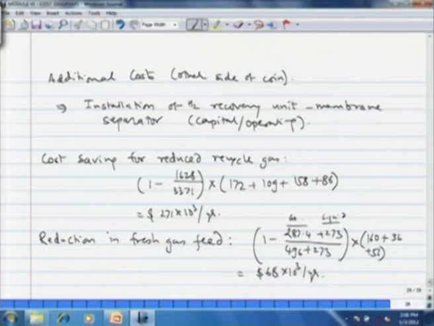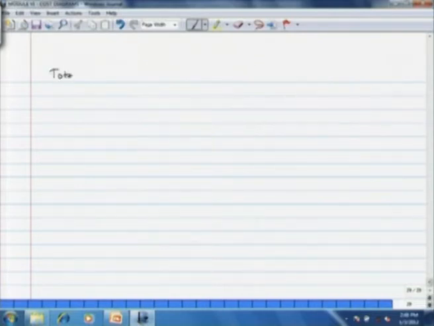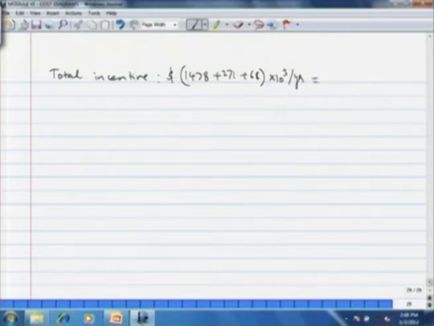So the total saving, or total incentive, for using a gas purification system is 1478 plus 271 plus $68,000 annually. And that is $1.8 million per year.